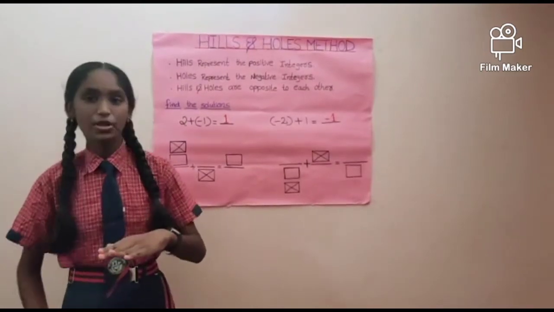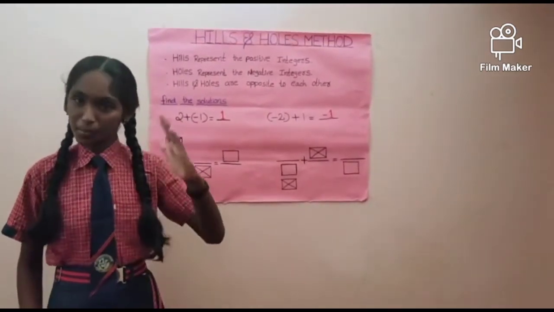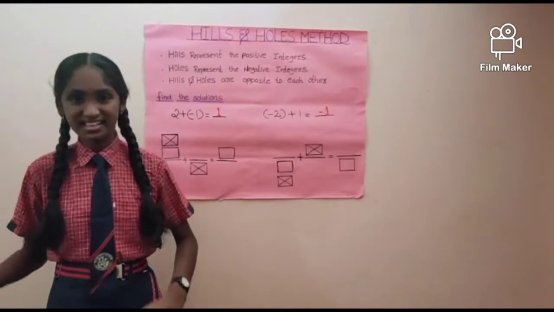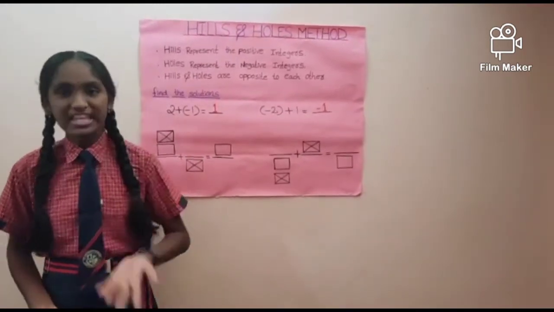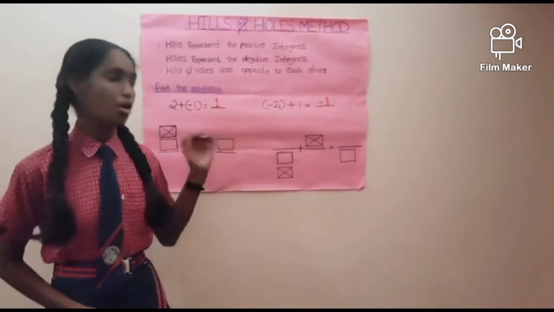Holes means below the ground level. Hills represent the positive integers. Holes represent the negative integers. So hills and holes are opposite to each other. So let us find the problems.